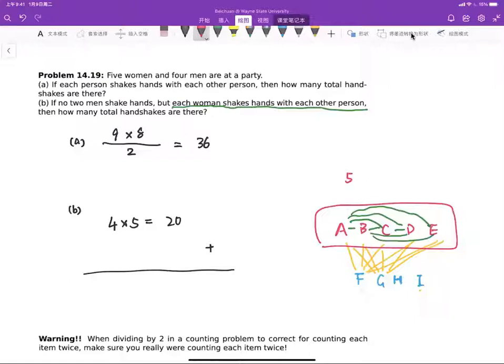There are 5 women, right? So every woman will shake hands 4 times with the other women. Because each handshake is counted twice, we divide by 2. So the second part is 5 times 4 over 2, which equals 10. So there are 10 handshakes. Finally, if we add them together, there are 30 handshakes. Any questions so far?